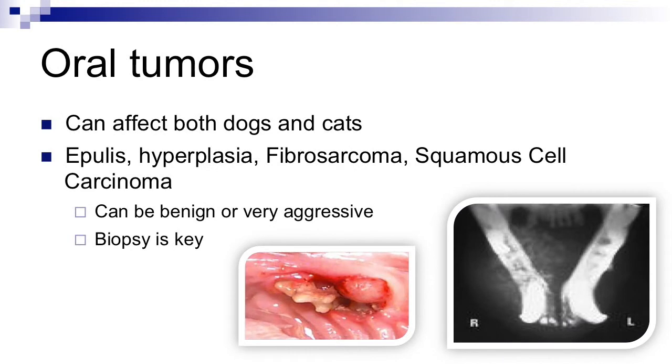With oral tumors, again, something we're looking at in an oral exam. Do we see masses? Do we see growths? Not all growths, not all masses in the mouth are tumors, but it's one more thing we're always on the lookout for. Of course, dogs and cats can both be affected by oral tumors. Dogs more common. They can range from epulides, hyperplasia, fibrosarcoma, squamous cell carcinoma. These can be benign or very aggressive. They can be malignant. And this is why biopsy is so key with these things, because it can sometimes be really hard to tell the difference. And so we usually have to get a piece of these things so that we know what we're dealing with.